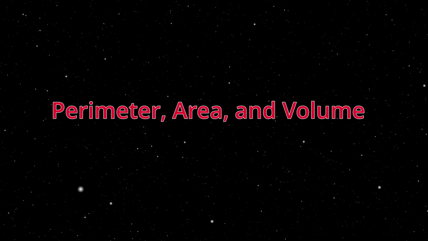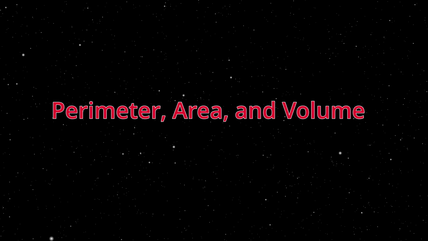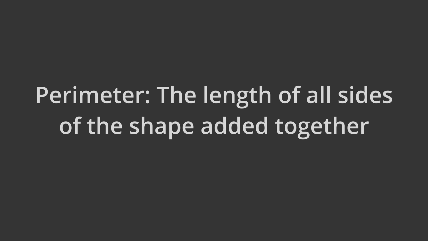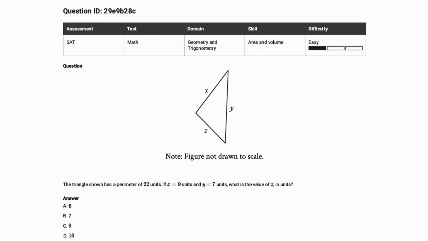Let's talk about perimeter, area, and volume. So perimeter is essentially just the length of all the sides of the shape added together. So let's look at this question. The triangle shown has a perimeter of 22 units. If x equals 9 and y equals 7, what is the value of z?